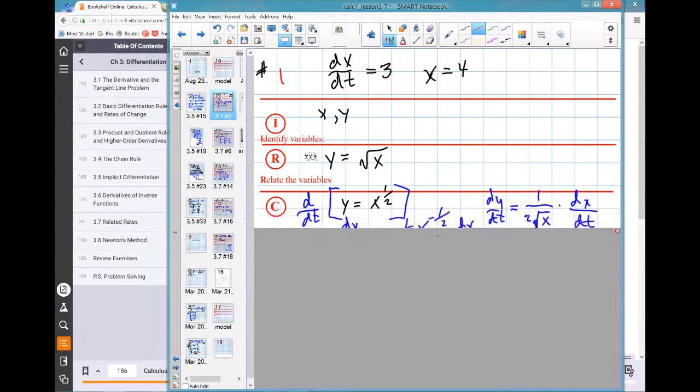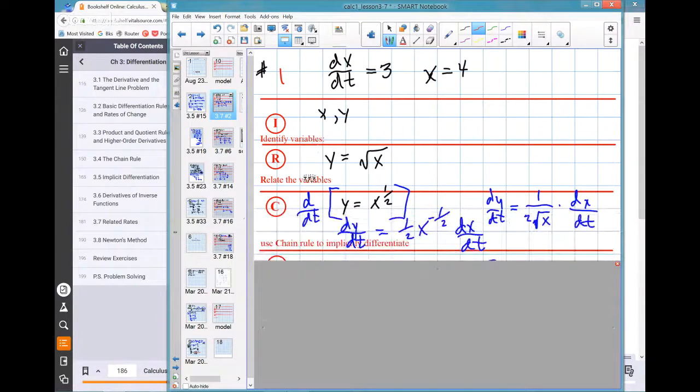So the next step is to use the chain rule to differentiate it implicitly with respect to time. Now, I rewrote the square root of x as x to the 1/2 power. And we're going to differentiate that whole thing with respect to time. So the left side is just dy/dt. The right side, we use the power rule.